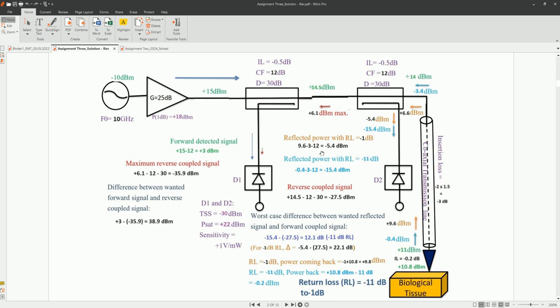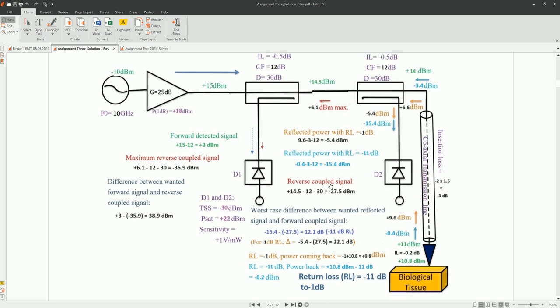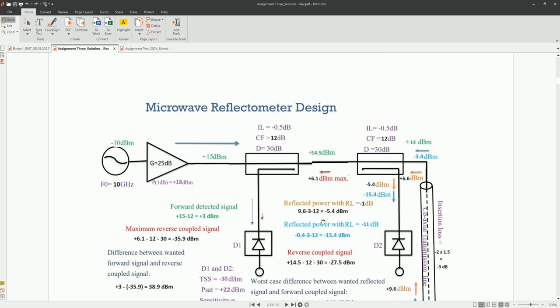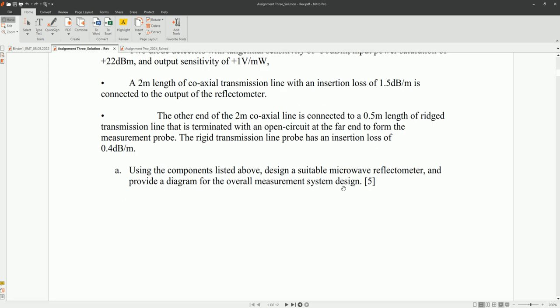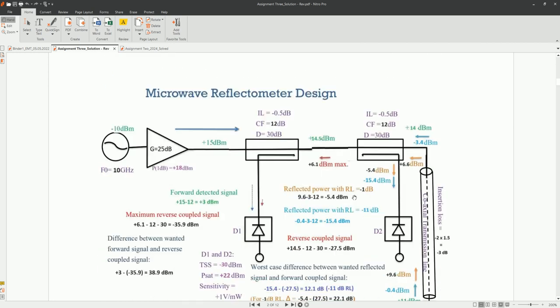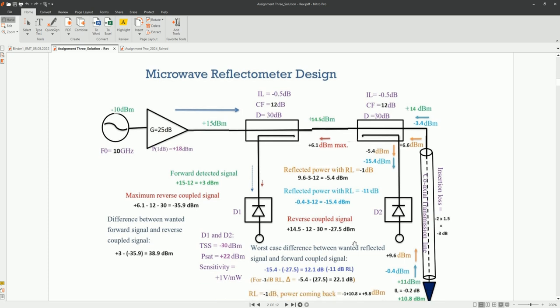So you can see the calculations: minus 15.4, and here the reflected power with the RL of minus 1 dB will be minus 5.4. Now the reverse coupled signal is 14.5, minus 12, this is the coupling factor, minus 30, this is the directivity. You can see here the value given as the tangential sensitivity, this minus 30, so we will subtract it, and this is minus 27.5, the reverse coupled signal.